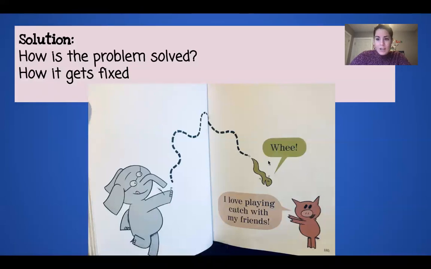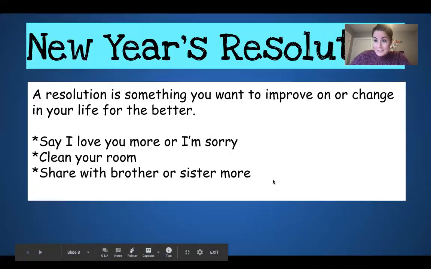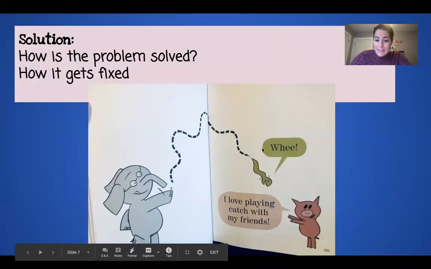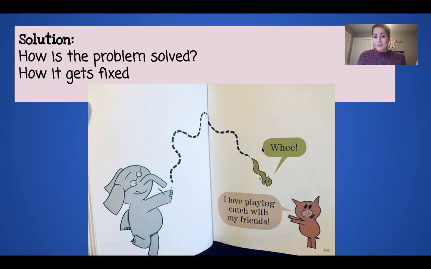Yeah, they're still playing catch. Now it's a little bit different. They're not playing catch with a ball. They're playing catch with the snake, right? He was able to play catch with the snake. They were all able to play together, right? So they changed. They changed their problem. They fixed it. And they're like, you know what? Let's get rid of the ball. You can be the ball and we'll just play back and forth with you. And they both had a great time. And it says, I love playing catch with my friends.